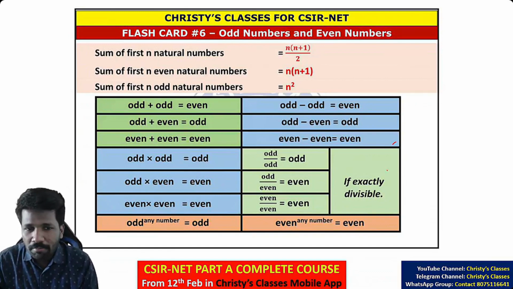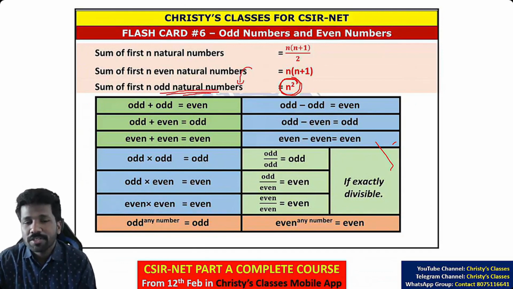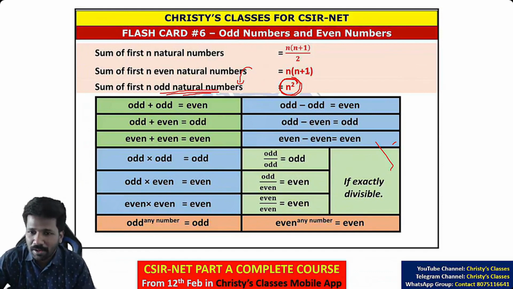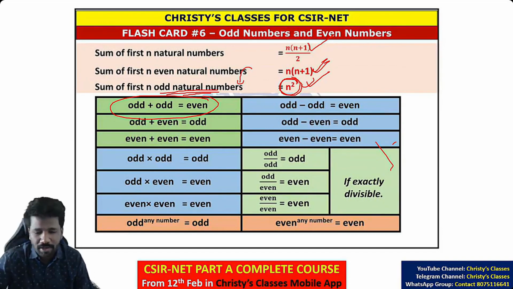And sum of odd numbers, sum of even numbers. GATE exam में इसके बारे में डायरेक्टली एक question आया था 2024 GATE exam में, about sum of first n odd natural numbers. And CSIR exam also, multiple times questions were asked about these three formulas and about odd or even numbers added, subtracting, multiplying, dividing, taking power of odd numbers or even numbers, what you will get. That type of questions also are asked.